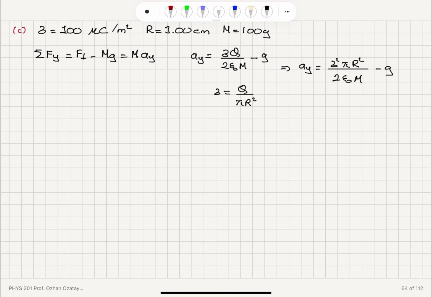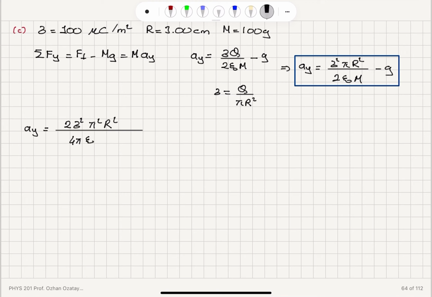So this is going to be the symbolic answer. And if I substitute the numbers for the acceleration of the hemisphere, if I multiply the top and bottom with 2 pi, I will have 2 sigma square pi square capital R square, so that I will have 4 pi epsilon 0 at the bottom, 4 pi epsilon 0 times capital M. So this is to obtain the Coulomb's constant 1 over 4 pi epsilon 0.